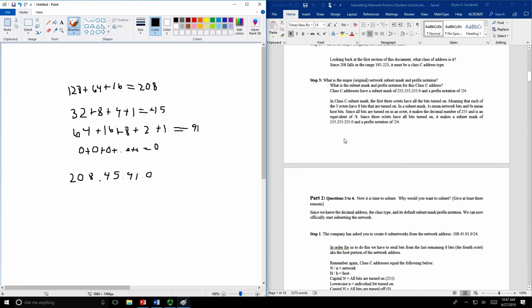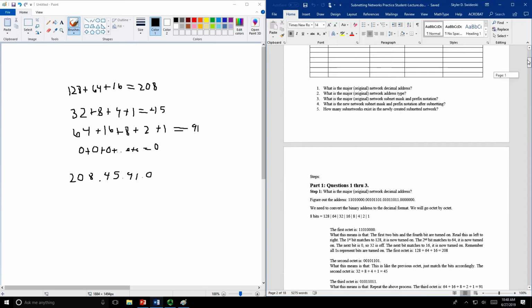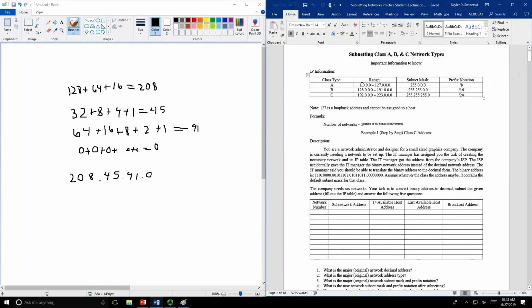Because now we have the decimal version of the network address, we can determine what class it is. In this case, since the first number, 208, falls into the range of 192 to 223, it would be a Class C address. How do we determine that? If we go back to the top section of the document, it has the range right here, 192 to 223.